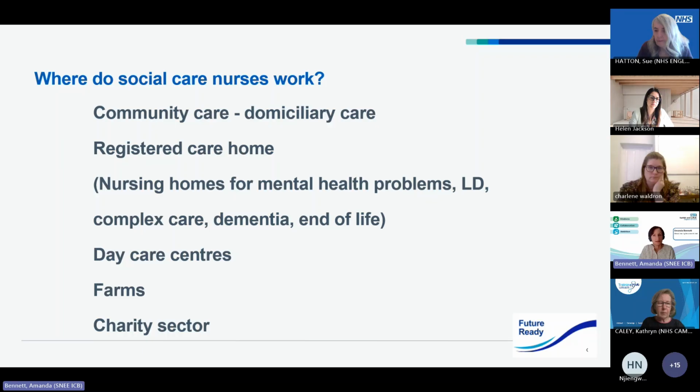There are daycare centres, maybe for people with long and enduring mental health concerns, or with addictions, or with learning disabilities. So a range of those. There are even farms. We've had some students go out to some care farms where nurses are working, and within the charity sector as well. So it's really broad, basically.